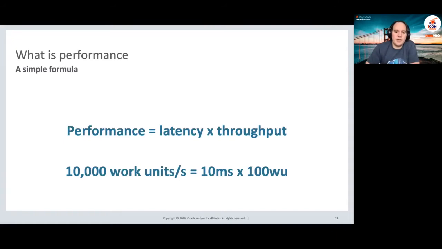So something that hopefully helps you a little bit in your days when you think about performance, something to do very quickly to see whether it's even feasible that you can achieve those performance numbers that you are looking at.